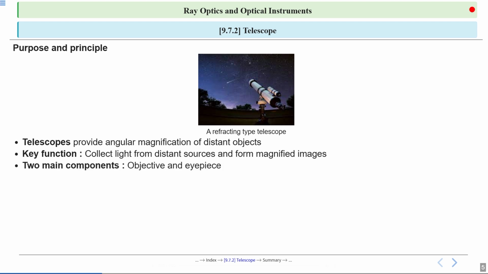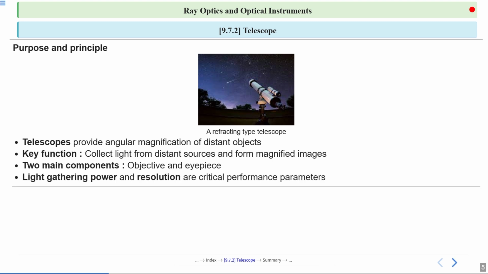A telescope consists of two main components, the objective and the eyepiece. The objective is the primary lens or mirror that gathers light, while the eyepiece magnifies the image formed by the objective. Understanding these components helps us appreciate how telescopes work to bring distant objects into view.